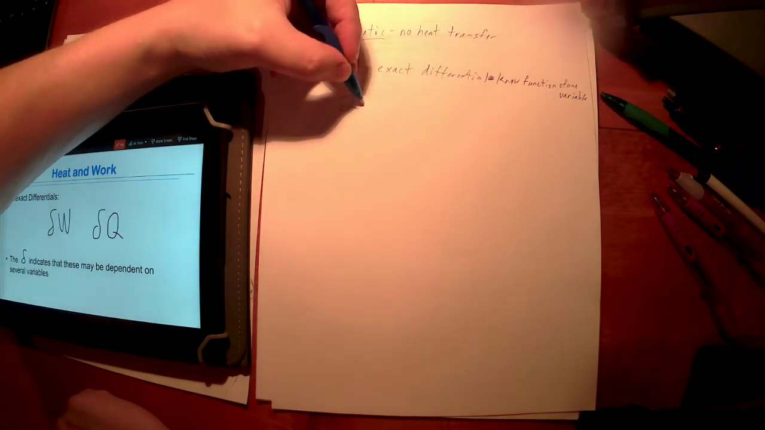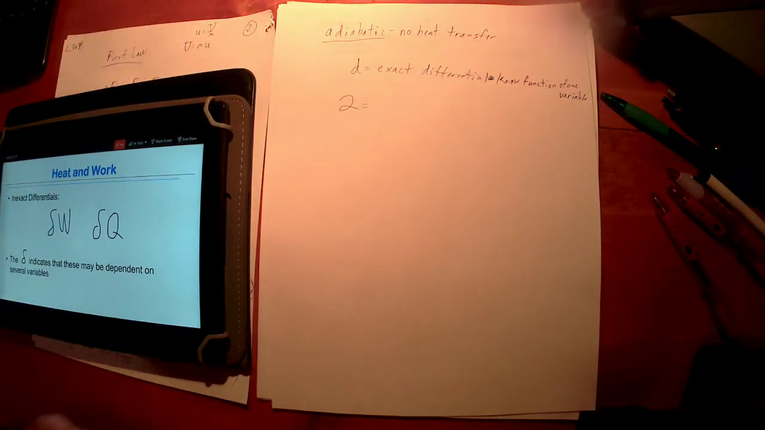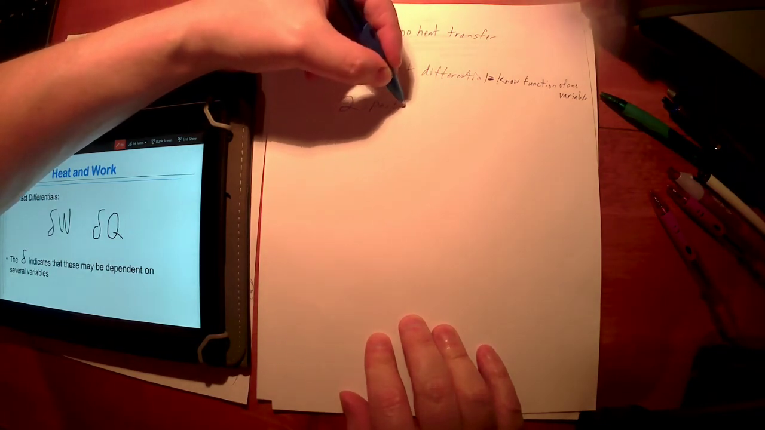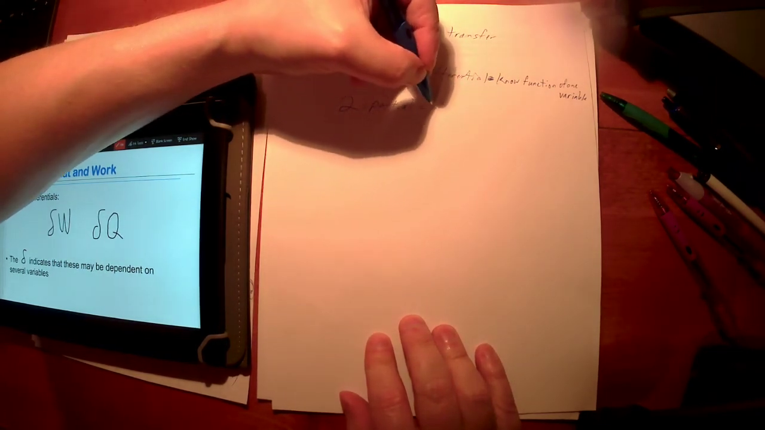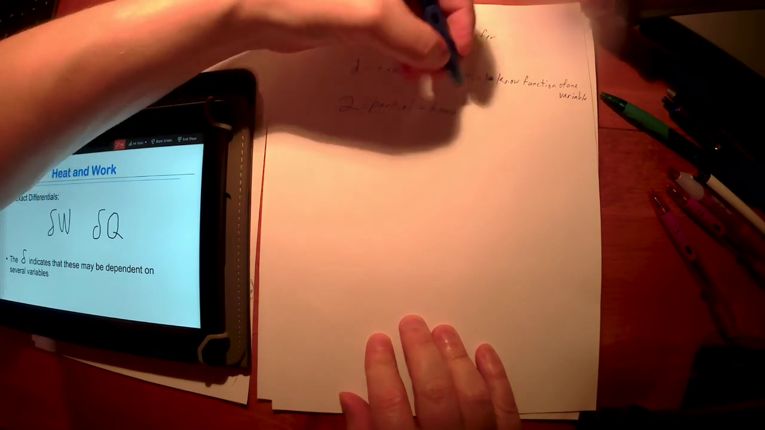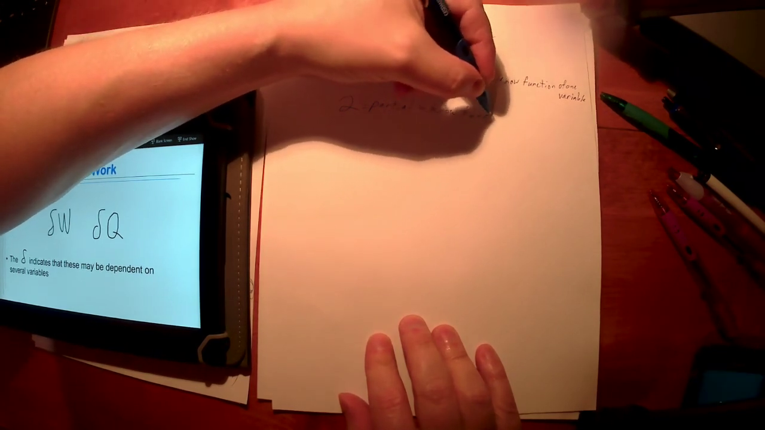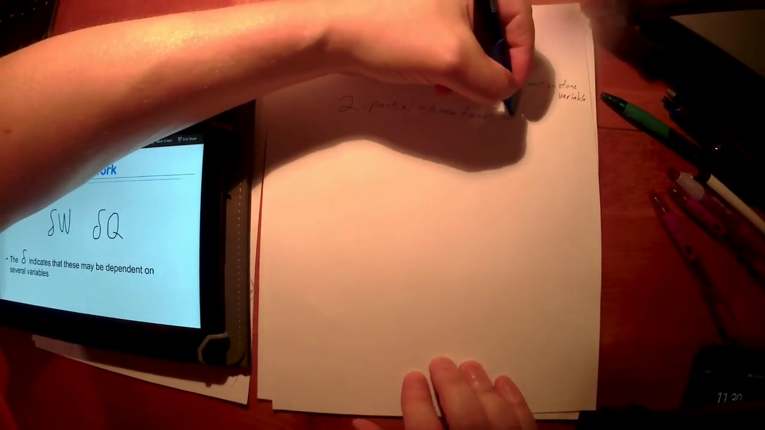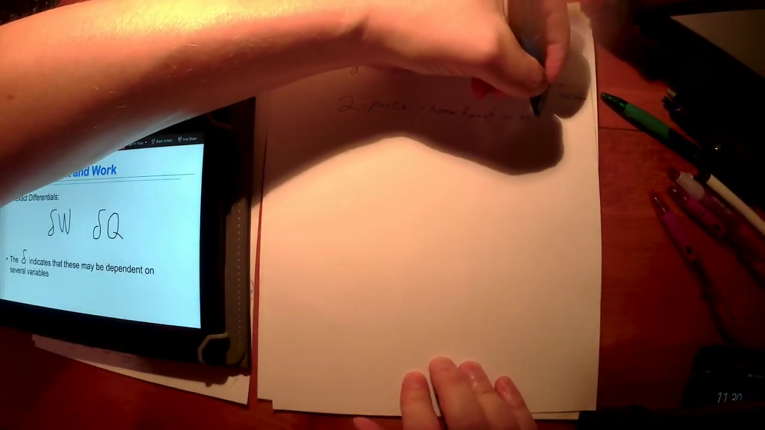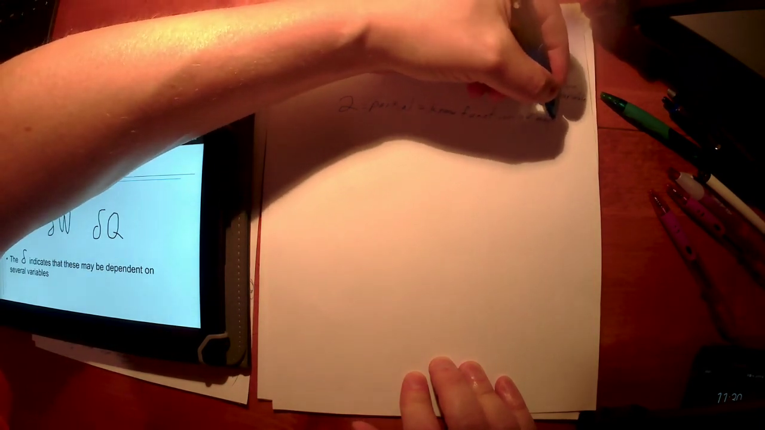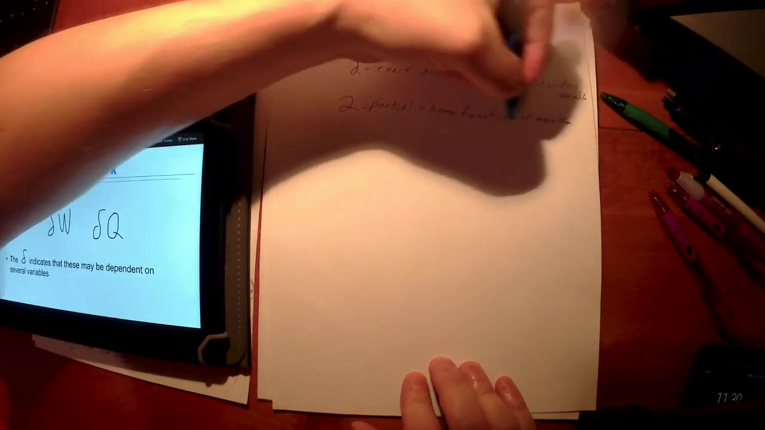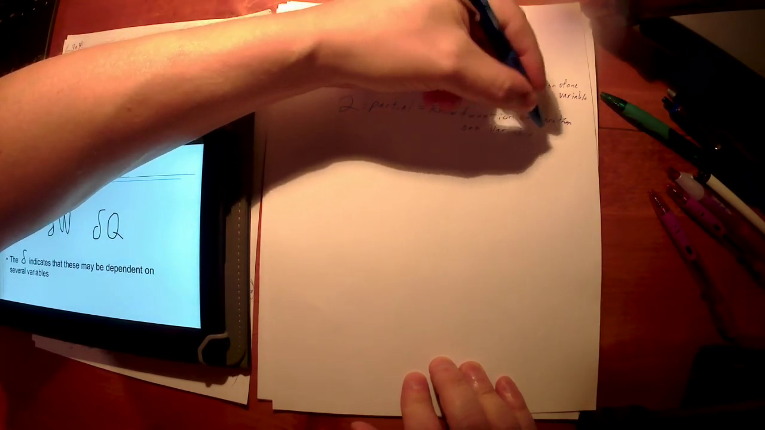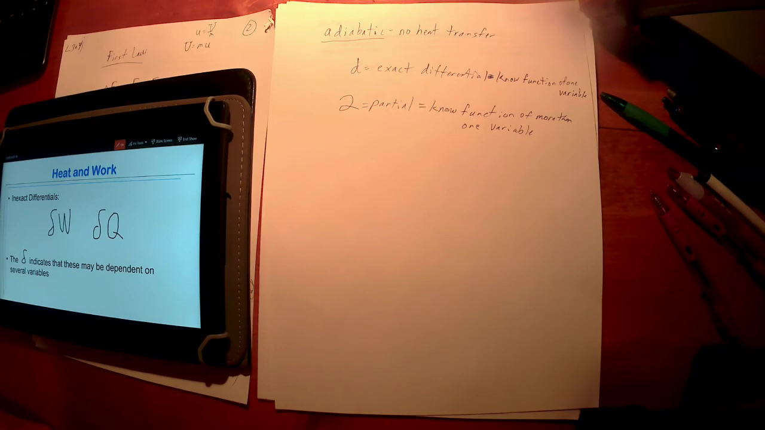Now, those of you who've had a multivariable calculus course have probably used the partial differential. The partial differential is when we know it's a function of more than one variable. Okay, and on the next video, we're going to talk about the inexact.